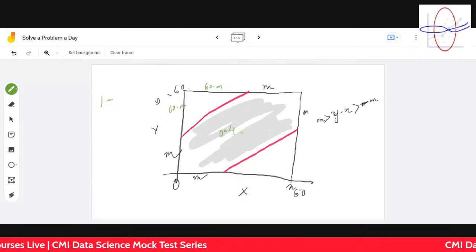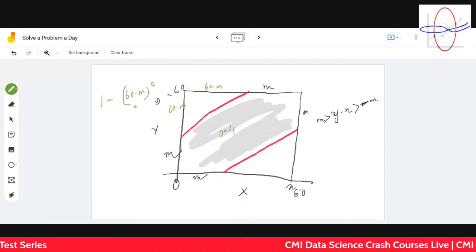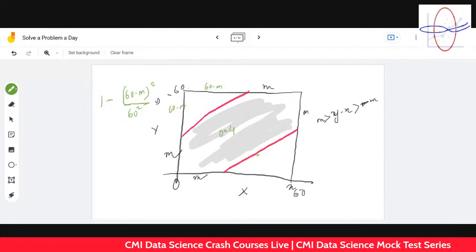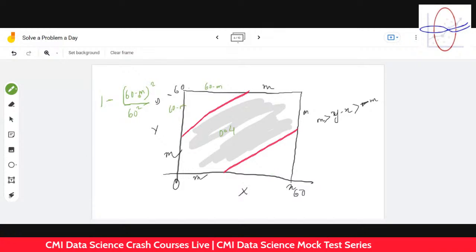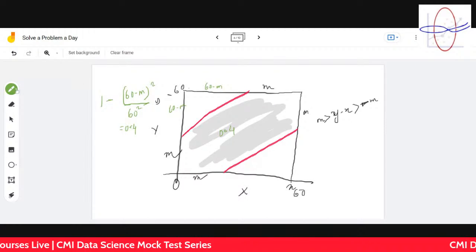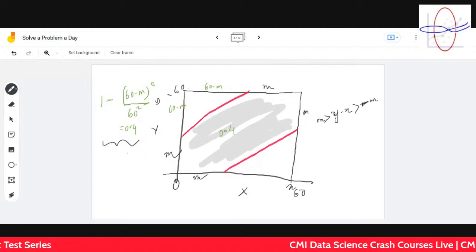So adding it will be a square of 60 minus m. So it's (60 minus m) whole square by 60 square. You can also do it by the right angle theorem, half into that, so that half will add to get 1. It's equal to 0.4. So we get this.